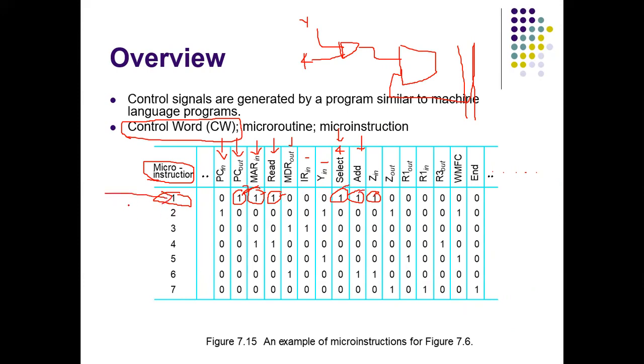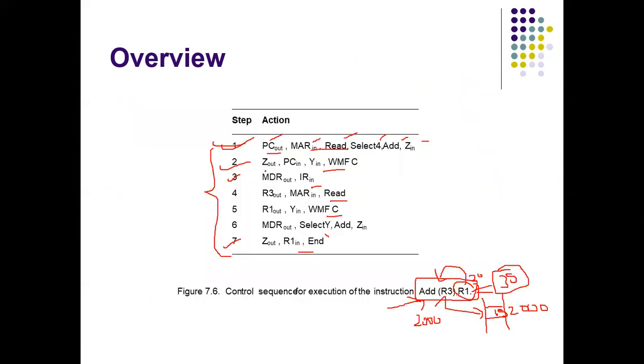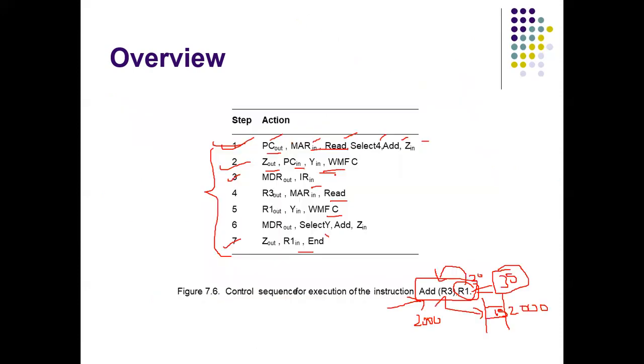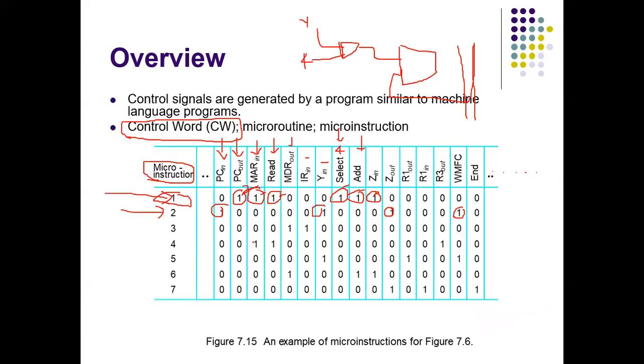Similarly, during the second clock cycle, only these signals are enabled. You can see the rest are zero. They are Z out, PC in, Y in, and WMFC. Similarly, in the third clock cycle, only MDR out and IR in are enabled.